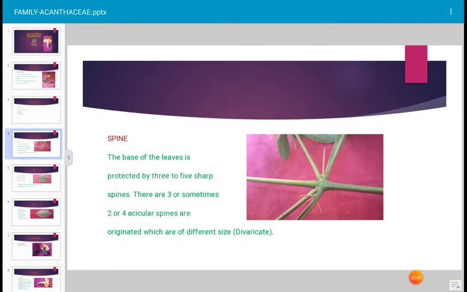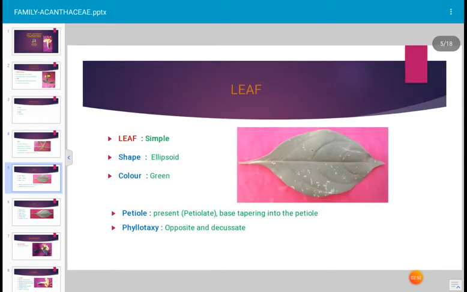Okay, next slide. This is a leaf of the plant and it is a simple leaf, and the petiole is very small, very short in length, and the leaf shape is ellipsoidal. The color of the leaf is green, and the petiole is present. It is very short, but present. What is petiole? It is a short stalk-like structure of the leaf. What is a simple leaf? In a simple leaf, only petiole and lamina are there. Such a leaf is described as a simple leaf, and it has a petiole.